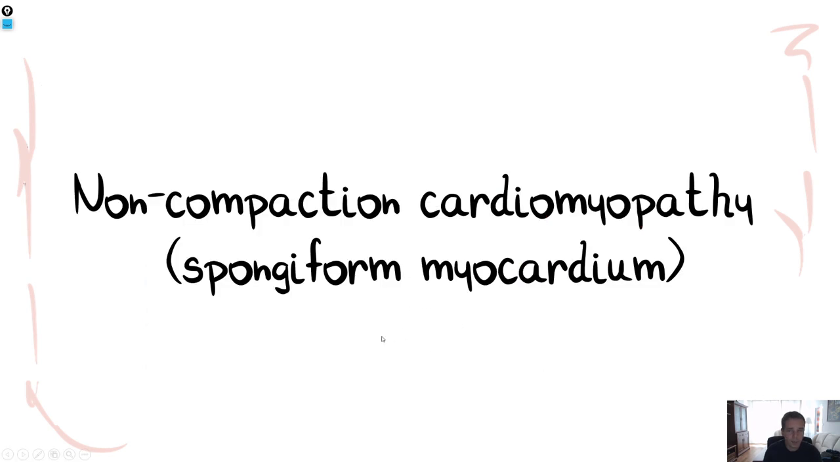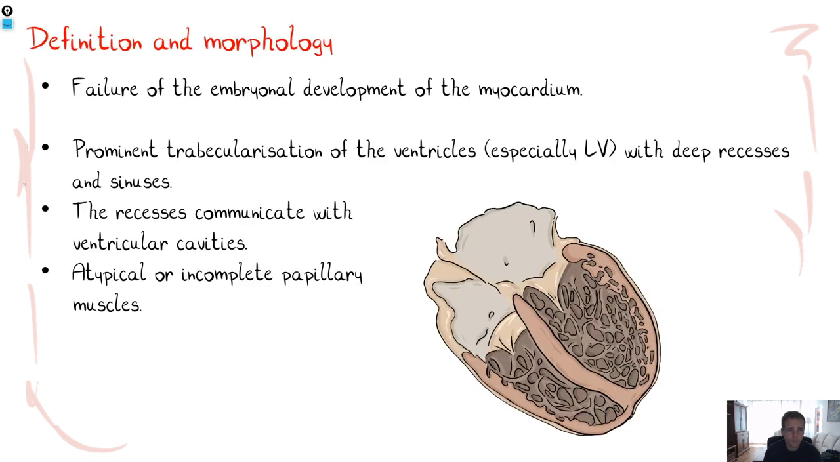And this is the last cardiomyopathy that I would like to mention. It's called non-compaction cardiomyopathy or spongiform myocardium. What is it? This cardiomyopathy is characterized by prominent trabecularization of the ventricles, especially the left ventricle. There are deep recesses and sinuses in the wall of the ventricles that communicate with the cavities, and there is usually incomplete formation of papillary muscles. So the whole heart looks like a sponge.